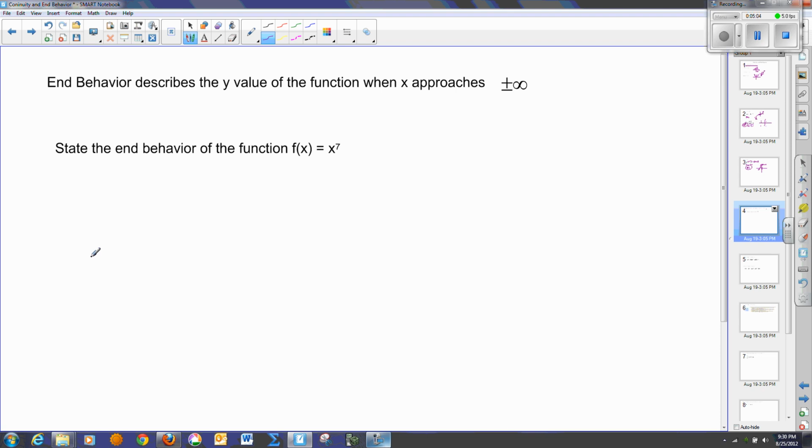Now we're going to switch to describing what we call end behavior. And you should have done a little of this last year. So the premise of end behavior is it describes the y value of the function when x goes to positive or negative infinity. In other words, when x is way the heck out there and way the heck out here. All right? And we're going to state the end behavior of x to the 7th. Now, you may not know what x to the 7th looks like. I've got a pretty good idea, but you may want to take a look at your calculator to figure this out. So let's get those out.